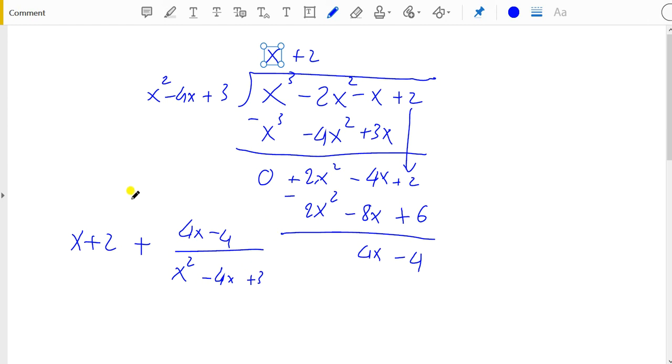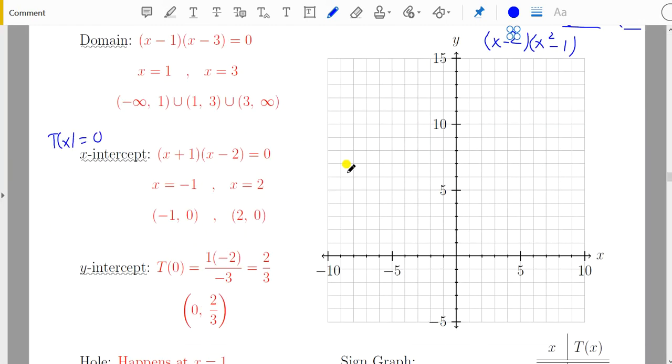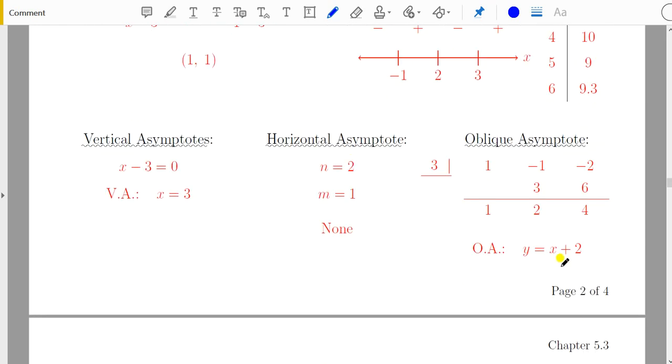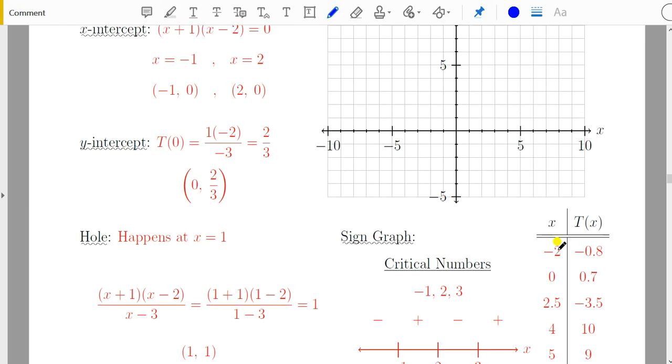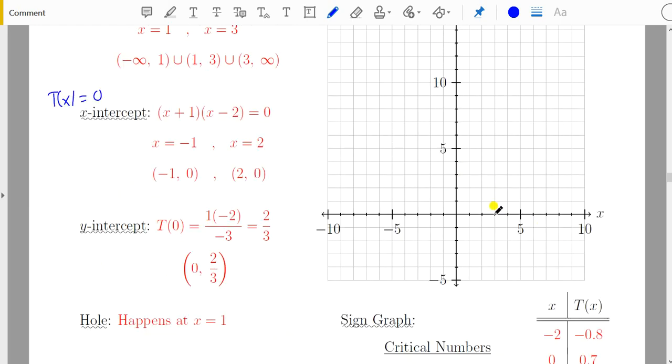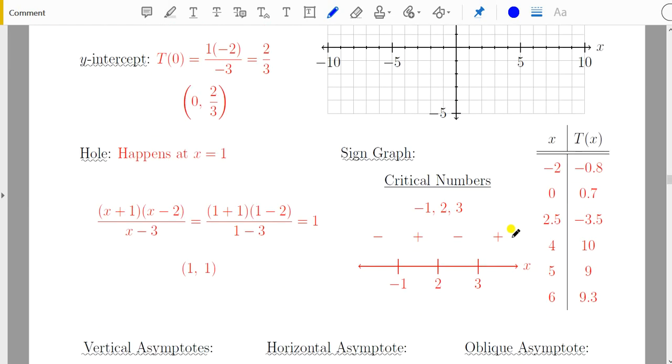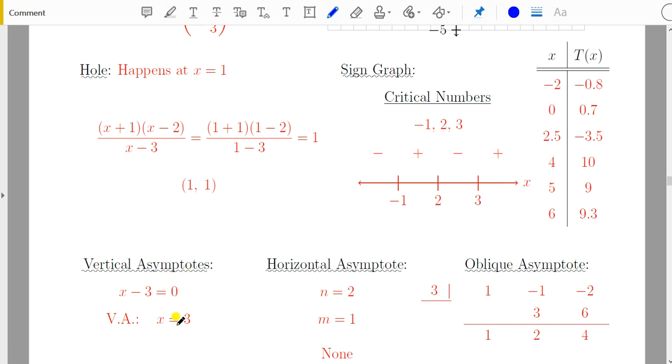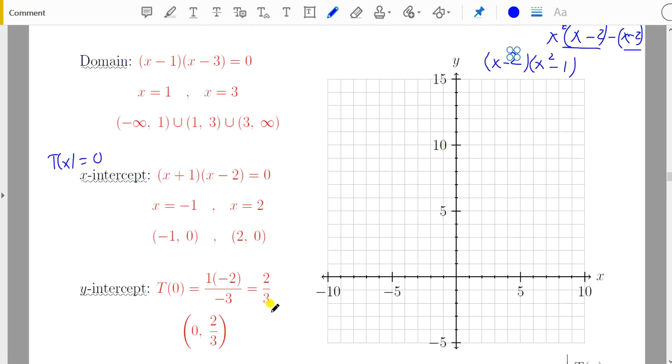And the slant asymptote is just the result that we get here, or x plus 2. So go back to the question here, we know that the slant asymptote should be y equals x plus 2. And now let's go ahead and graph this function on the xy plane. Now the vertical asymptote is x equals 3, so I go ahead and draw the vertical line at x equals 3, which is right here.